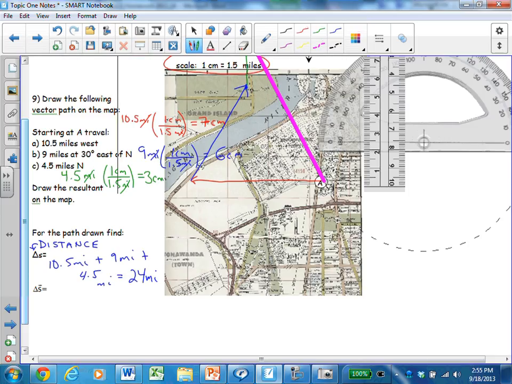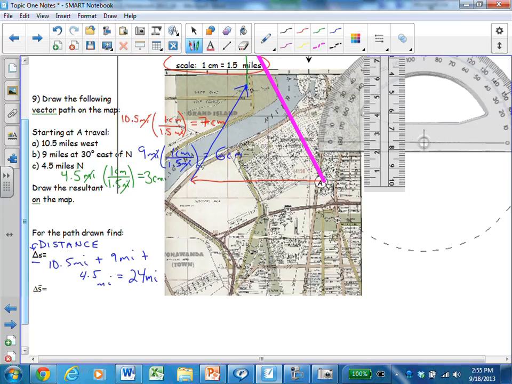Change in position, or change in space. In this case, just change in space without thinking about the direction. No, this whole thing, delta S, is the distance. Yes. No, it's fine like this.